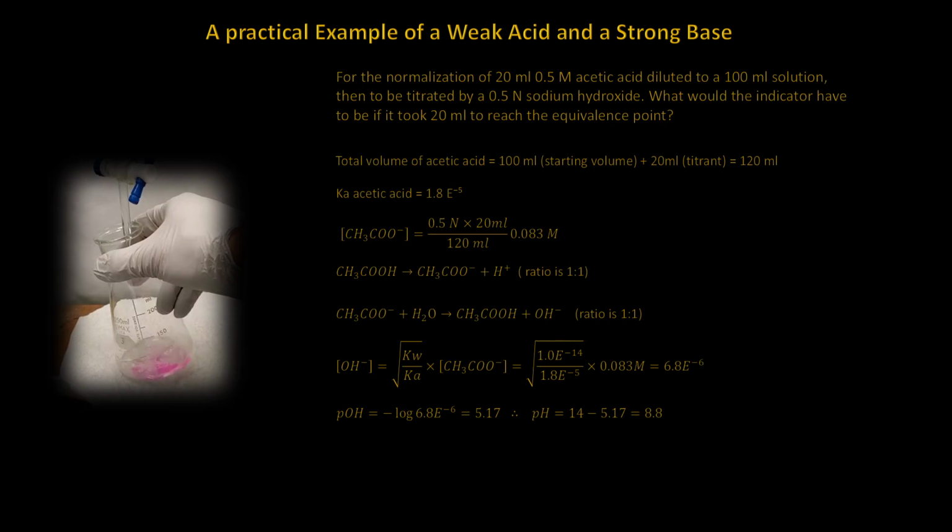As the titrant is a strong base solution, the pH value is what is required. Therefore, 14 minus the 5.17 gives us a pH value of 8.8. Phenolphthalein has a pH range of 8.0 to 10.0. This was the indicator of choice, thus confirmed to be the correct choice of the indicator to be used.